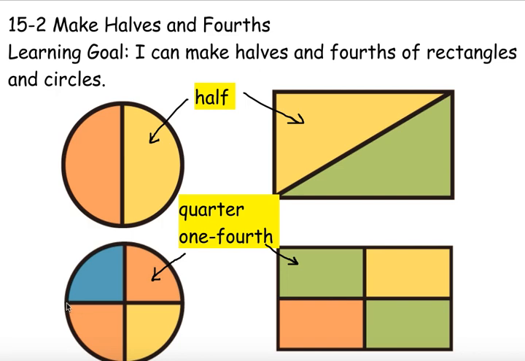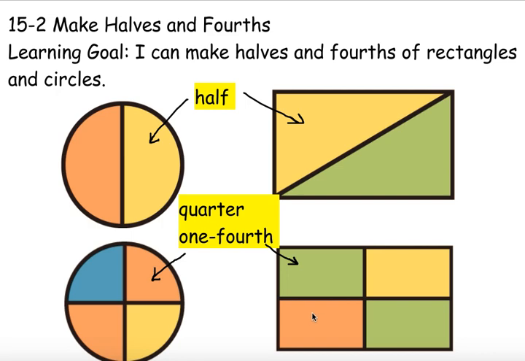So I can use this blue part of the shape and I can say 1/4 of the circle is blue. Can you also talk about the yellow part using quarter or 1/4? We can say a quarter of the circle is yellow. In other words, 1/4 of the circle is yellow.